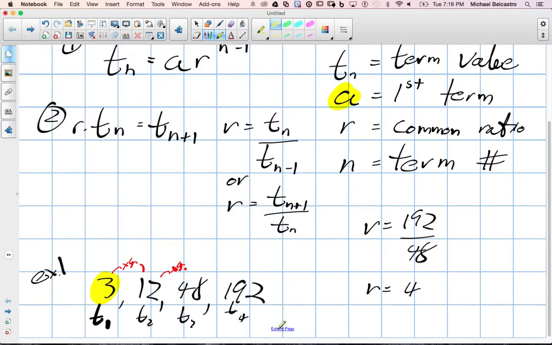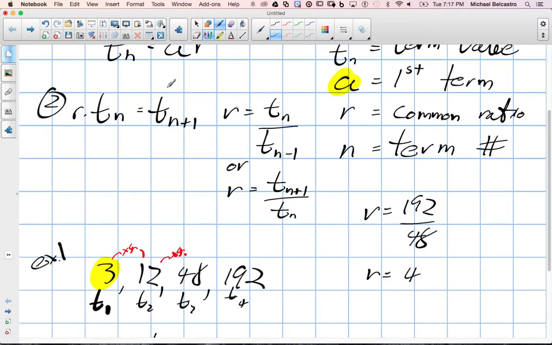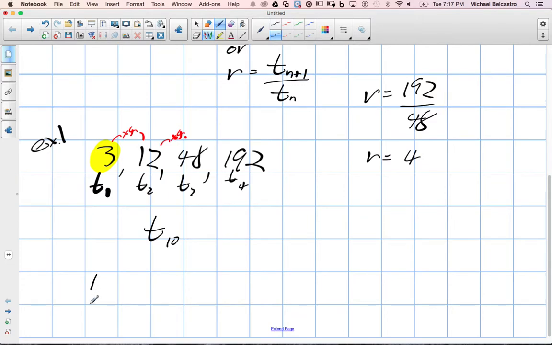What did they even ask us? They want us to find T10. I really should have written out the rest of the question here. Please find T10. Well, we could obviously continue this ratio, or we can use our formula. So let's build the formula. The term value is equal to the original first term, so this is our a, which is 3. Our common ratio is the value 4, so this is our r. So 3 times 4 to the power of n minus 1.